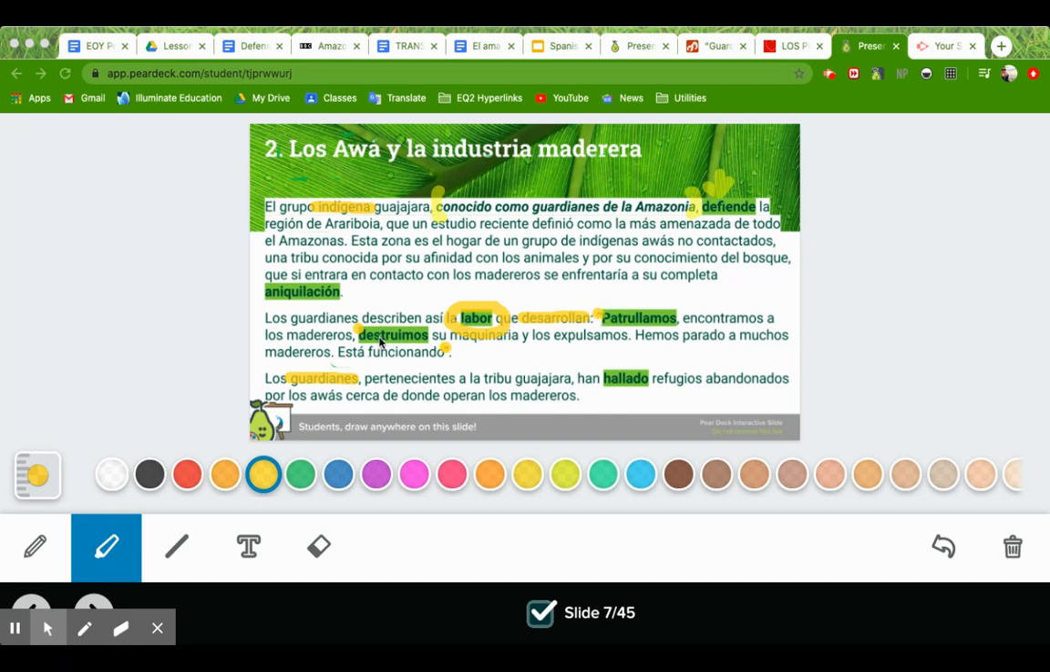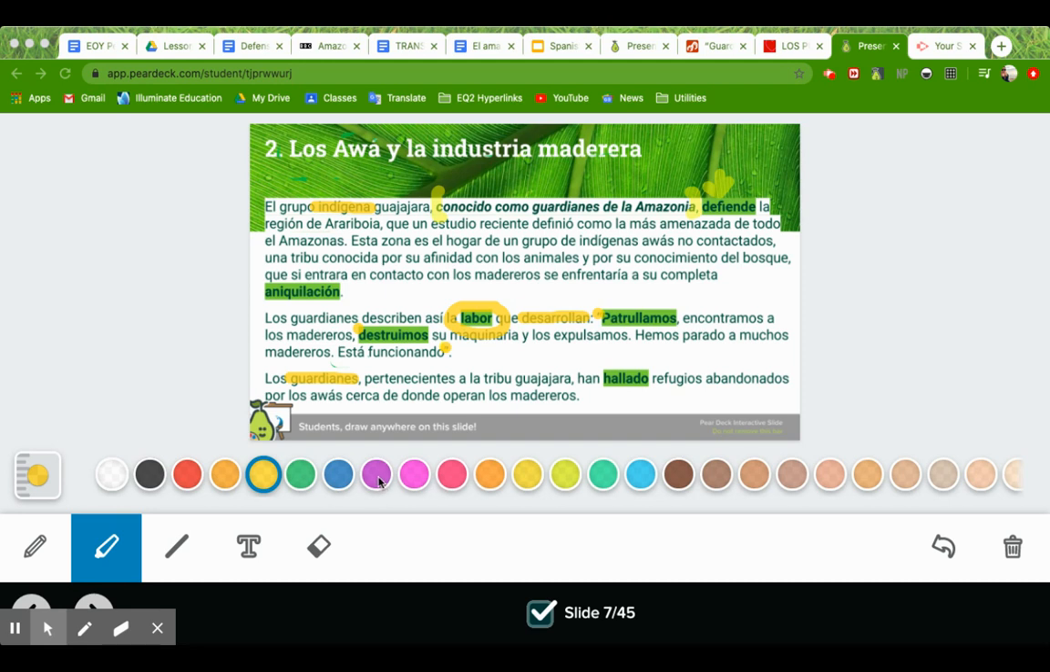I also made a dot just like I did in the last one to note things that I could check in on. Destruimos sounds like destroy, and I see that there's quotation marks, so that may seem important. There's a few words that I'm not entirely sure of from the vocabulary in my first read, which are aniquilación, patrullamos, and hallado. But I know that in a couple of slides I'll be getting to the vocabulary, so I'm going to put a pause on that and see how much else I can get from my reading without having to necessarily know those words. So let's start at the top.